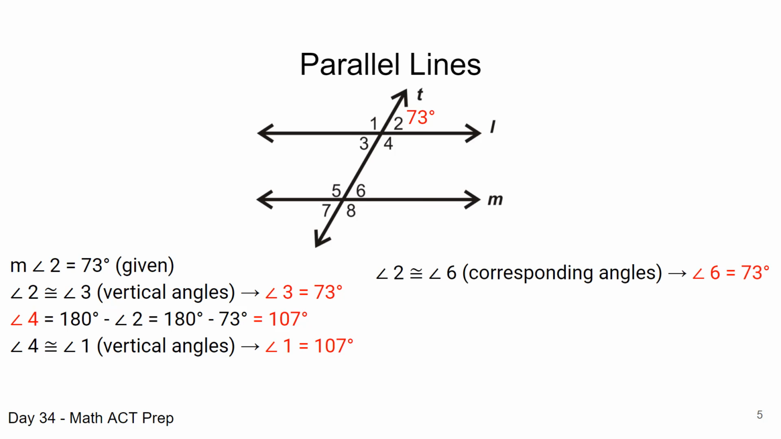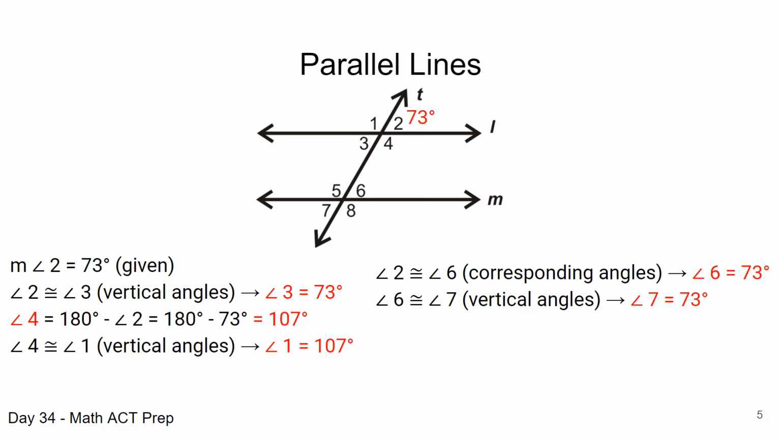Now we're going to look at the angles at the bottom. We know that angle 2 and angle 6 are corresponding angles. For the ACT, you don't have to remember the name, but you need to remember the relationship. The corresponding angles, when you have two parallel lines cut by a transversal, corresponding angles I think of are almost the angles we skip. So 2, skip 4, and we go to 6. So 2 and 6 are corresponding. That means they're the same angle measure. So angle 6 is equal to 73, the same as angle 2.